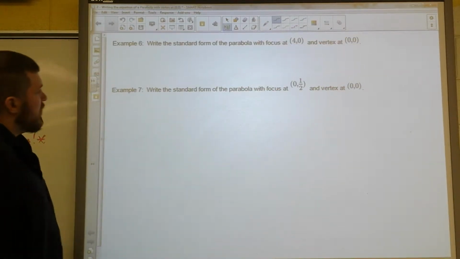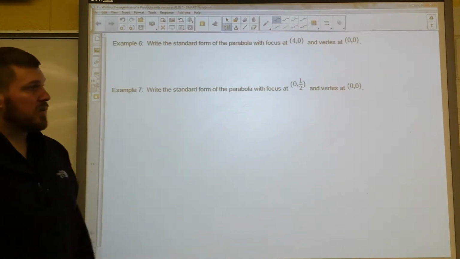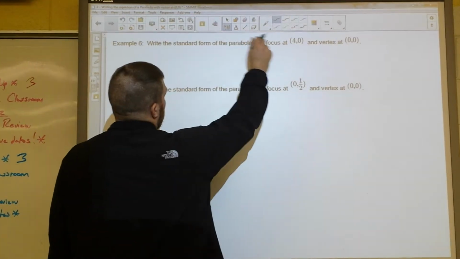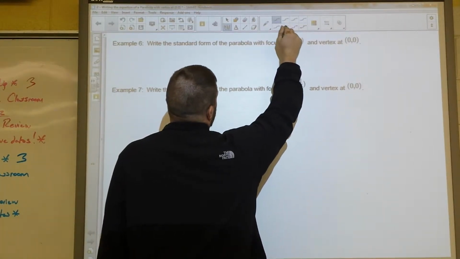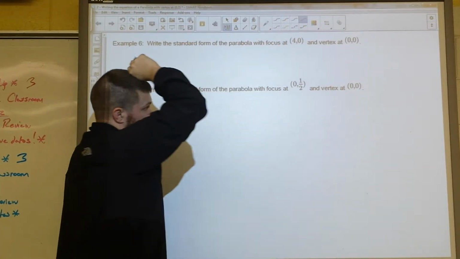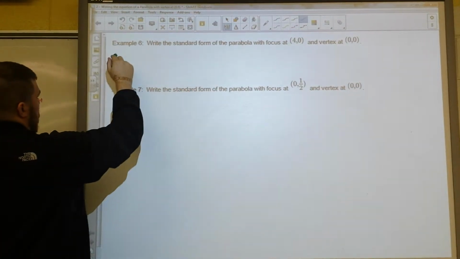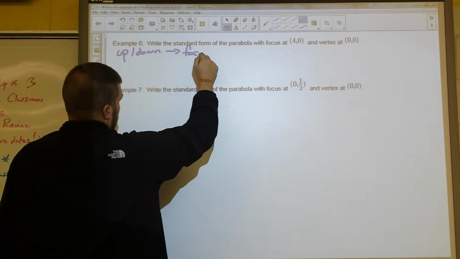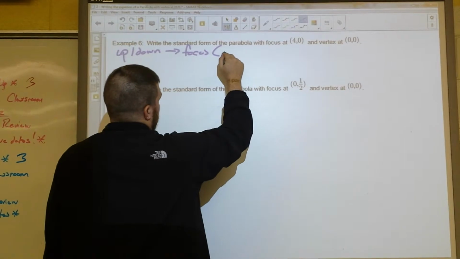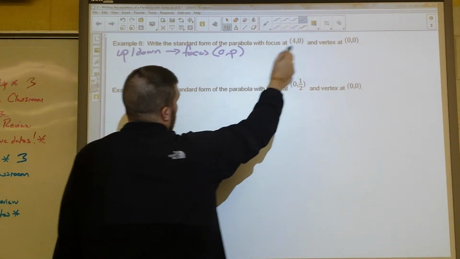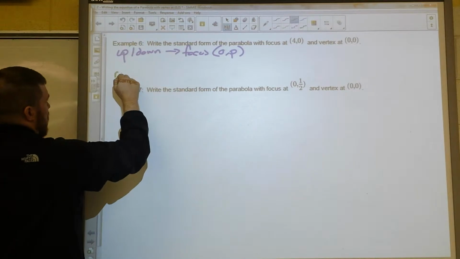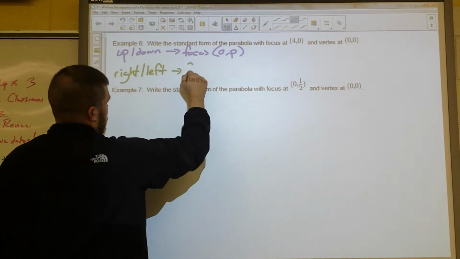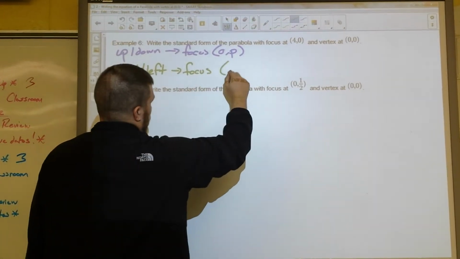So another problem. In these two problems, we're given the focus and the vertex is at 0, 0. Well, since the vertex is at 0, 0, we have two situations for the focus. If it opens up and down, then the focus is at 0, p. If it opens right or left, then the focus is at p, 0.